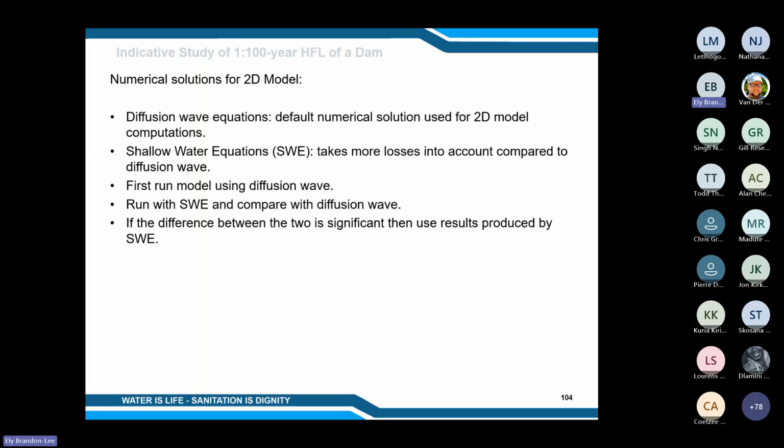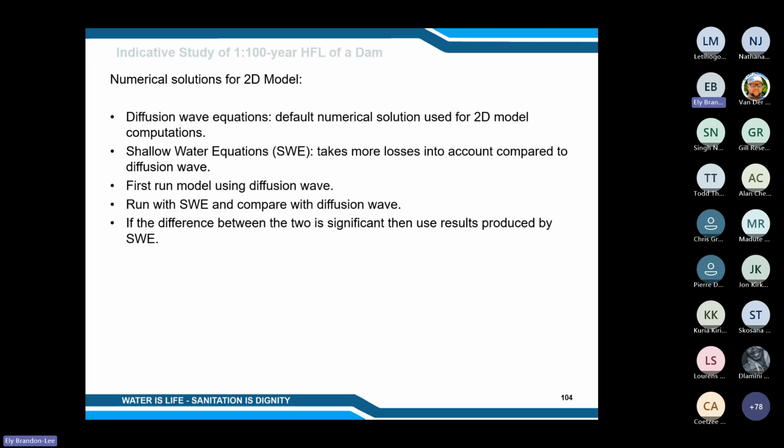There are two numerical solutions to consider for the 2D model, which are the diffusion wave equations and the shallow water equations. The diffusion wave equation is the default solution which is used for computations with 2D models. However, shallow water equations account for more losses in the system and therefore produce more accurate results.